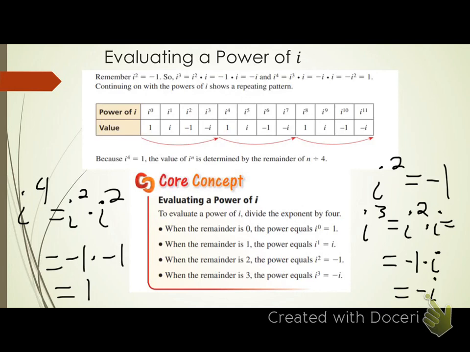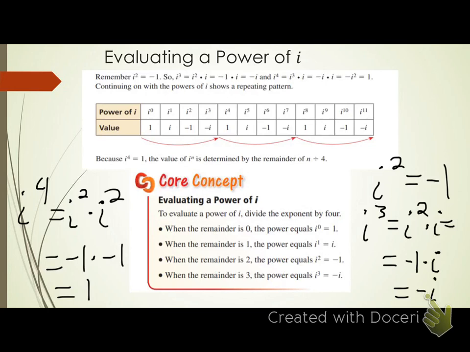Anything to the 0 power is what? See if you guys remember that. Anything to the 0 power is 1. So that's what this chart is showing you here. I to the 0 power is 1. I to the first power is i. I to the second power is -1. I to the third power is -i. And then that cycle starts over. When it gets to i to the fourth, it's 1. I to the fifth, it's i. I to the sixth, it's -1. I to the seventh, it's -i. That cycle just keeps going every 4 terms.